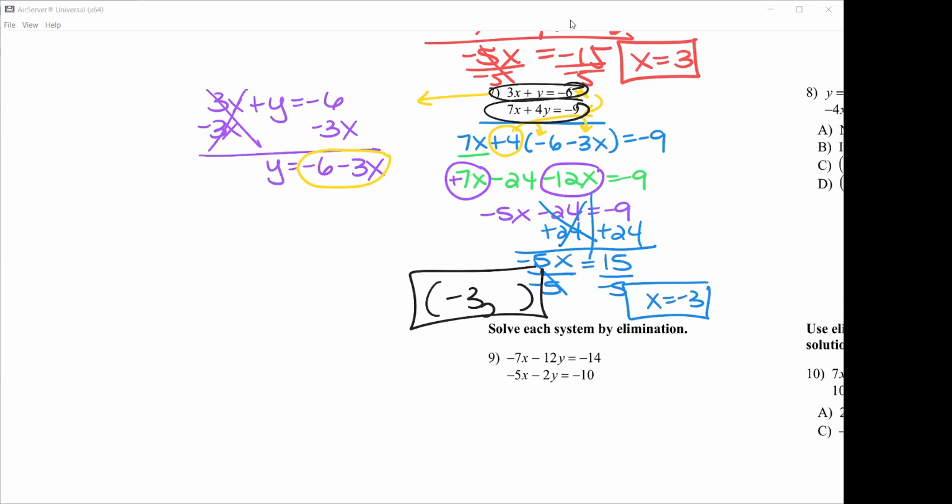So this gives me y equals -6 minus 3 times -3. You have to follow the order of operations. So -3 times -3 is +9. So this is -6 plus 9, which is 3. So you're going to have y equals 3. So the answer to this one is -3, 3.